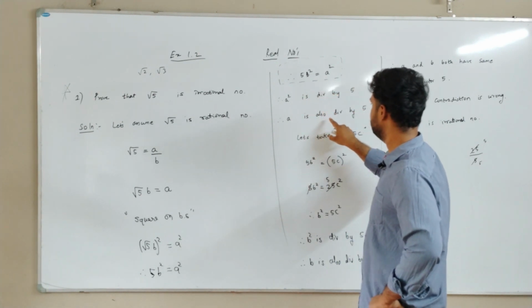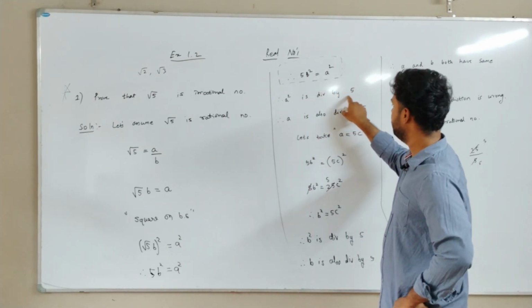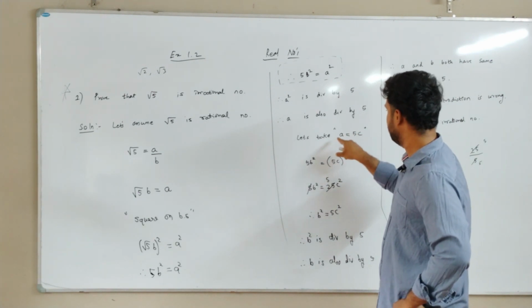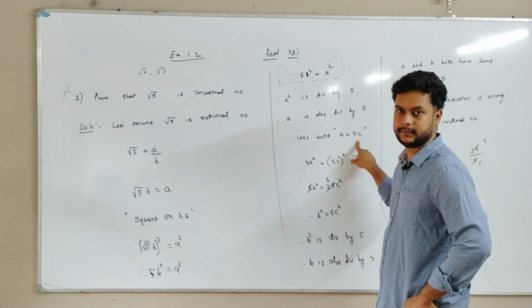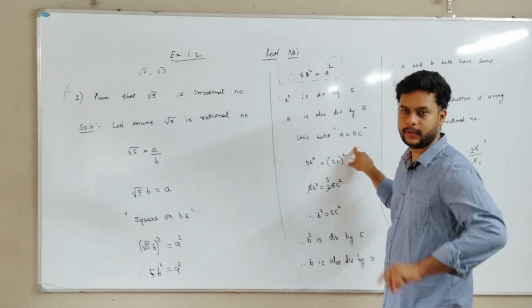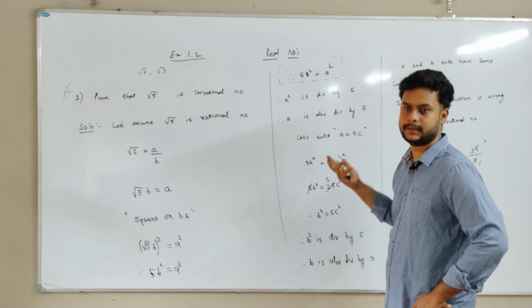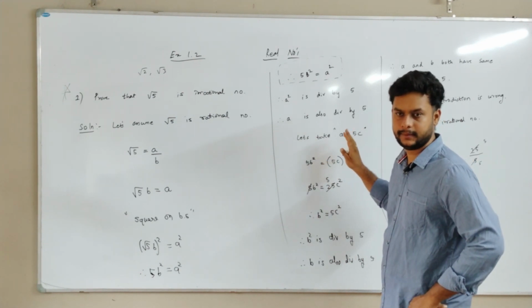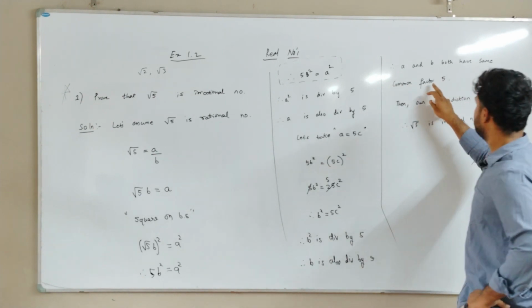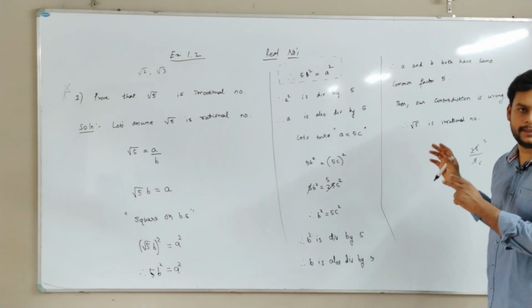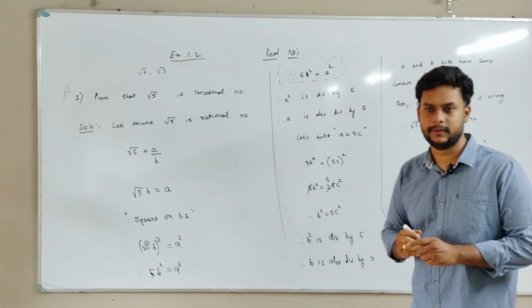From here, a square is divisible by 3, a is also divisible by 3. Next, where I took a is equal to 5c, when you are doing root 3 you will take a is equal to 3c, and when you are doing root 2, a is equal to 2c. Then continue. The common factor will be 2 or 3. Therefore, our contradiction is wrong. Same story. Okay, try.